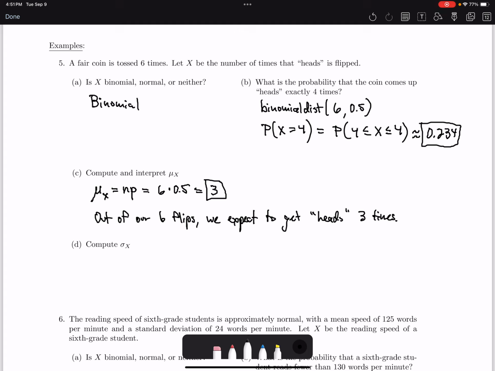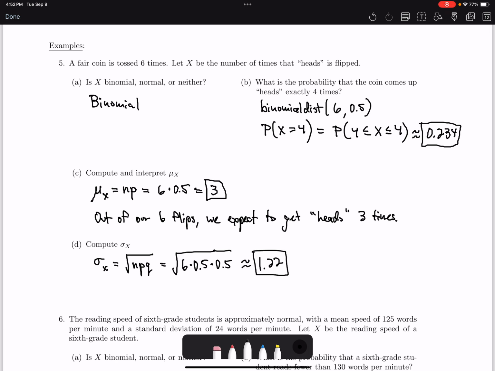Okay. And then part D, compute sigma sub x. Well, since this is a binomial distribution, sigma sub x is the square root of n times p times q. Okay, so that's going to be the square root of 6 times 0.5 times q. And now remember, q is always 1 minus p. So if p is 0.5, q is 1 minus 0.5. 1 minus 0.5 is 0.5. Okay, so we can type that into our calculator. And we should get approximately 1.22.